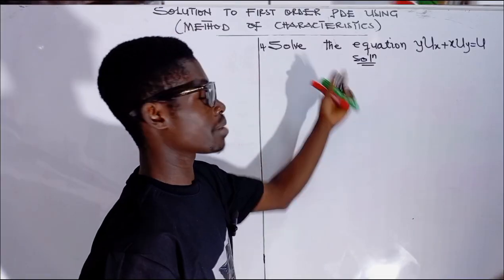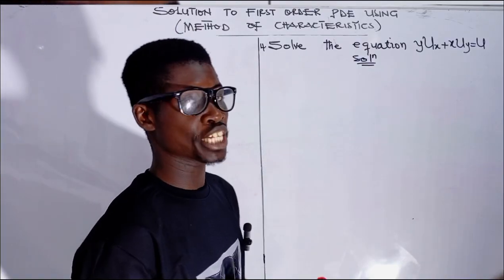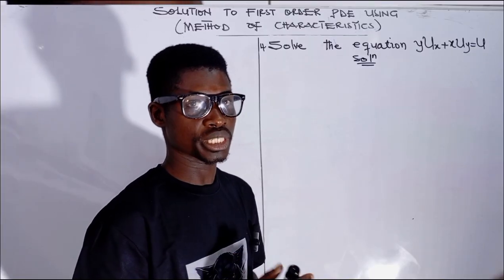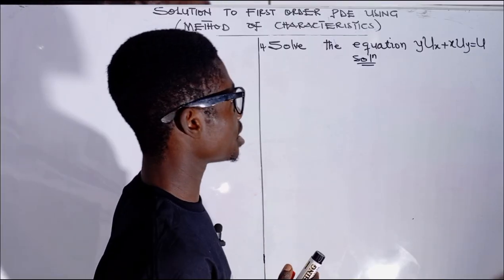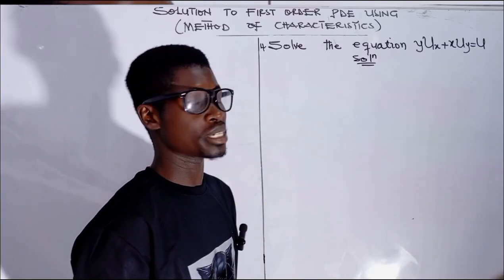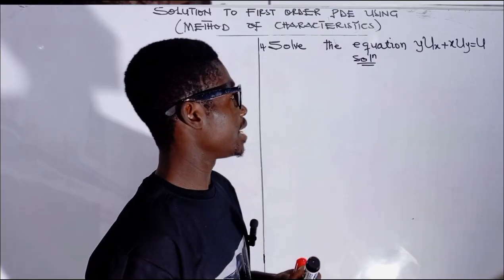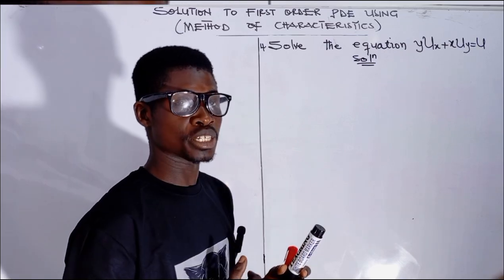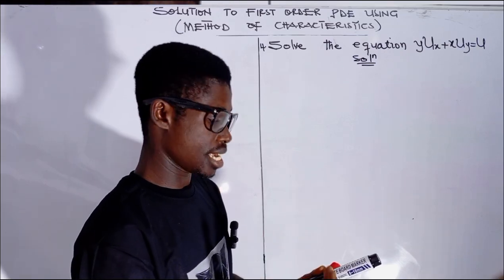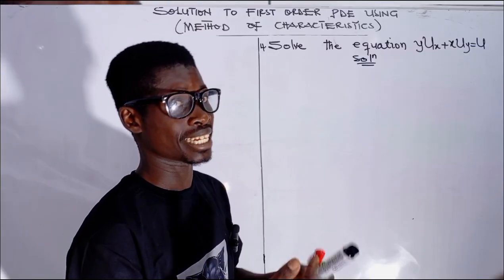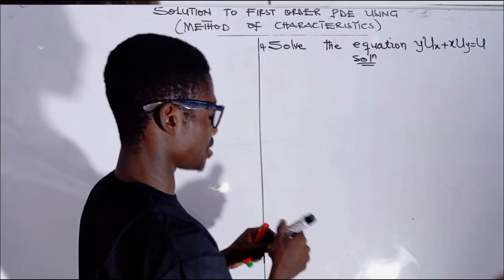So we want to solve this particular equation, y u_x plus x u_y is equal to u, using the characteristics equation. The first thing that we are going to do is to write this equation in standard form. As you can see, it is already in standard form. The next step is to form the characteristics equation, and before we can do that, we have to first find our a, our b, and then our f from the equation given.